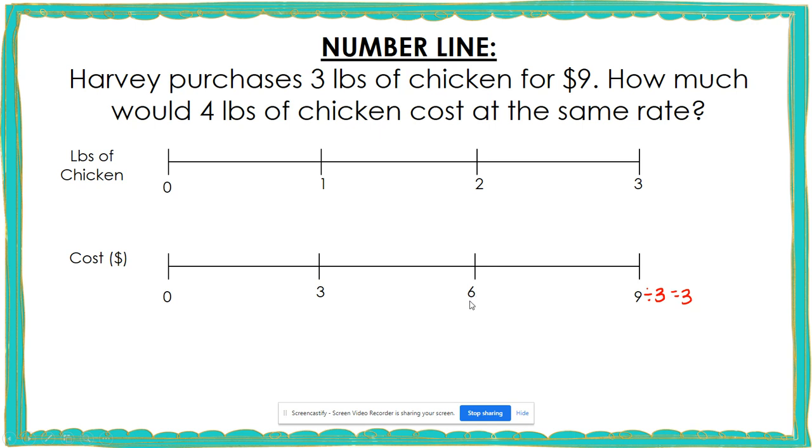Now to answer the question, it says how much would 4 pounds of chicken cost? Well, if I'm going at the same rate, then I can extend my first number line to go to 4, and I can extend my second number line so that it goes right below 4. I know that in my second number line, each of these is increasing by 3, so I'm going to take 9 and add 3, which would give me 12. So I know that 4 pounds of chicken would cost $12.